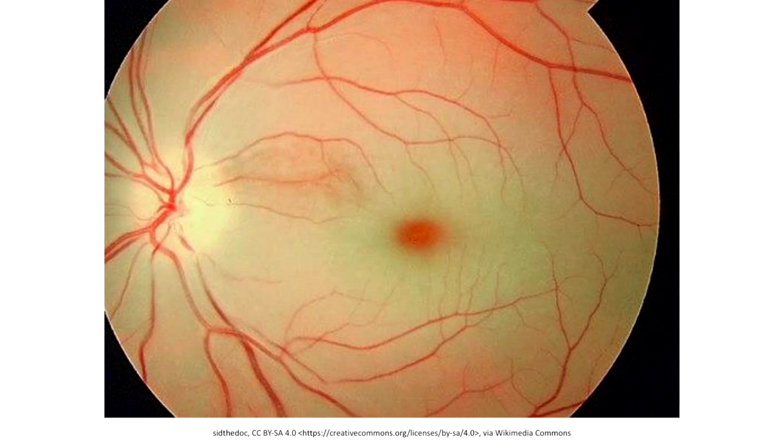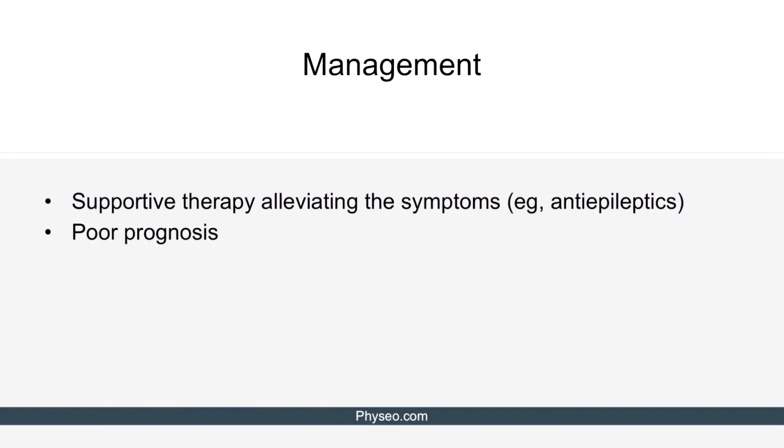This is a fundoscopy image showing the cherry red spot on the macula, and we can see this cherry red colored macula right here. The cherry red spot on the macula is not pathognomonic for Tay-Sachs disease. It's present in all lysosomal storage diseases that affect the central nervous system, and it can also be present in central retinal artery occlusion. The management of Tay-Sachs disease is primarily supportive with the aim of alleviating symptoms.